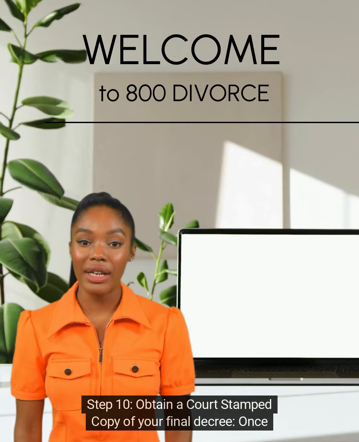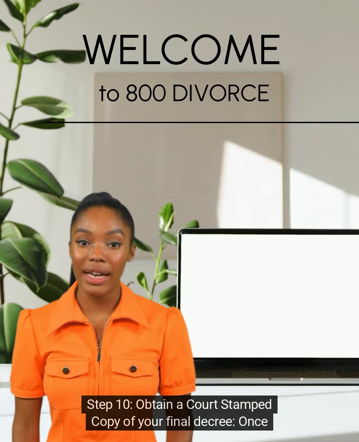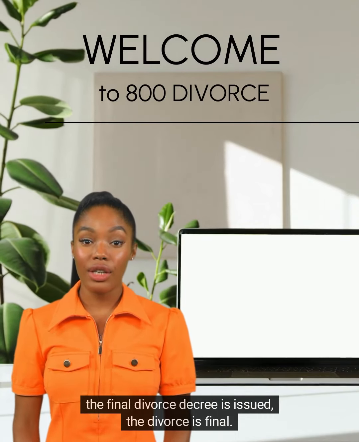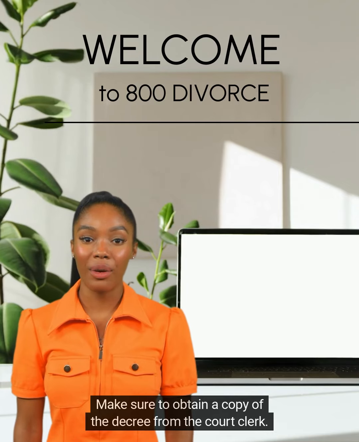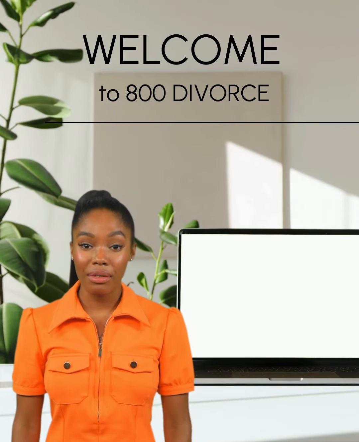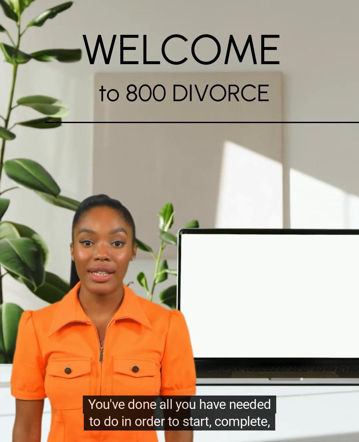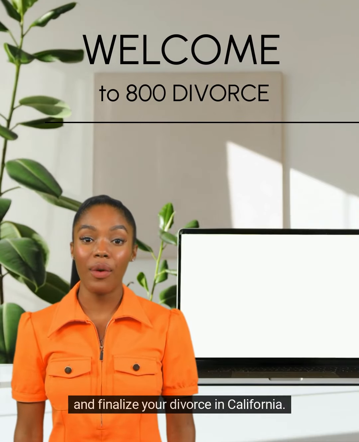Step 10. Obtain a court-stamped copy of your final decree. Once the final divorce decree is issued, the divorce is final. Make sure to obtain a copy of the decree from the court clerk. And that's it. You've done all you have needed to do in order to start, complete, and finalize your divorce in California.